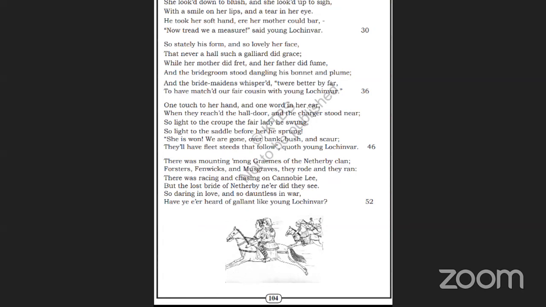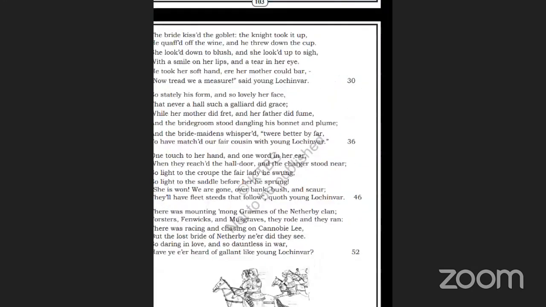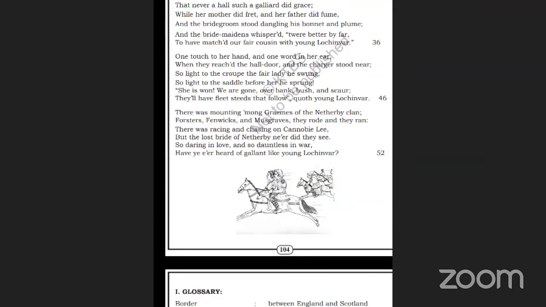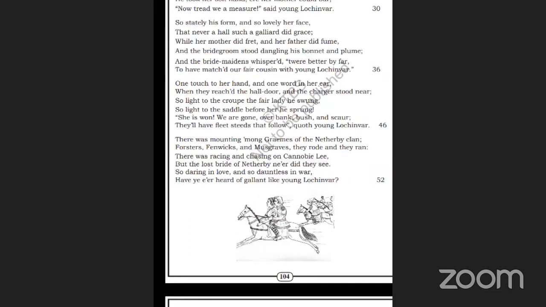But the lost bride of Netherby never did they see, so daring in love and so dauntless in war. Have you ever heard of gallant like young Lochinvar? These people went in all directions. They went near valleys, inside the forest. They went crossing the banks of the rivers, but nowhere could they find Ellen and Lochinvar. That is why the writer again gives his tribute to Lochinvar with these last two lines.